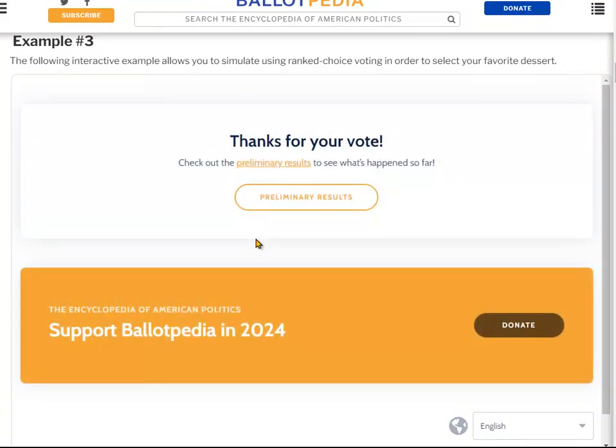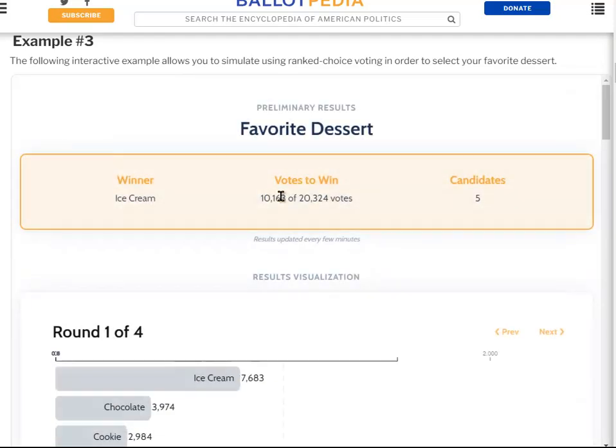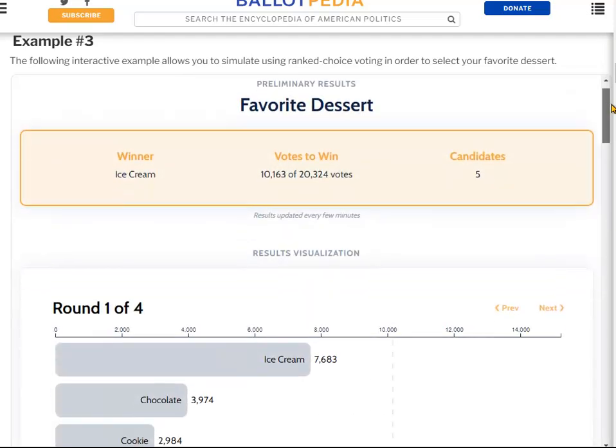There we go. If you please could do me a favor, do not donate. I'm not endorsing this. I'm just using this website. So click on preliminary results. There we go. And here we go.